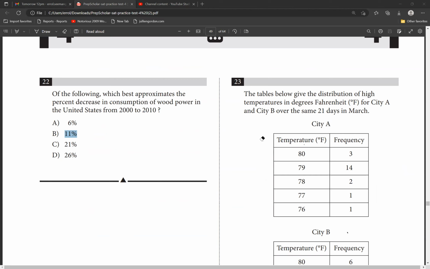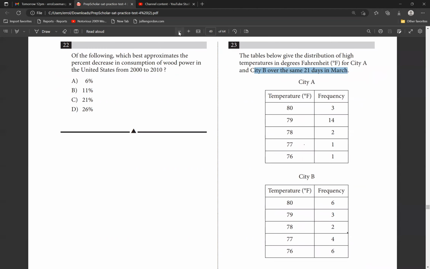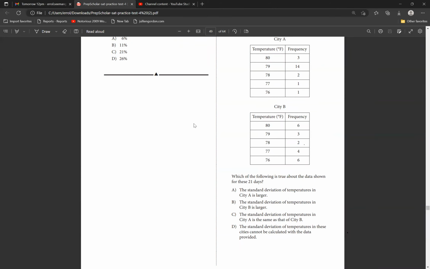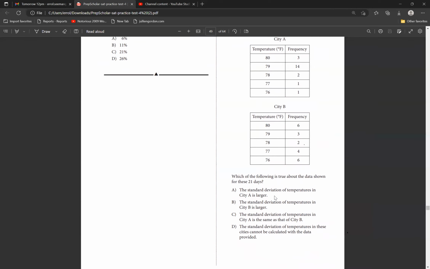All right, 23. The tables below give the distribution of high temperatures in degrees Fahrenheit for City A and City B over the same 21 days in March. Which of the following is true about the data shown for these 21 days? 3 days at 80, 14 days at 79, and so forth. The standard deviation of temperatures in City A is larger. B is larger. The standard deviation in City A is the same as B. The standard deviation of temperatures in these cities cannot be calculated.